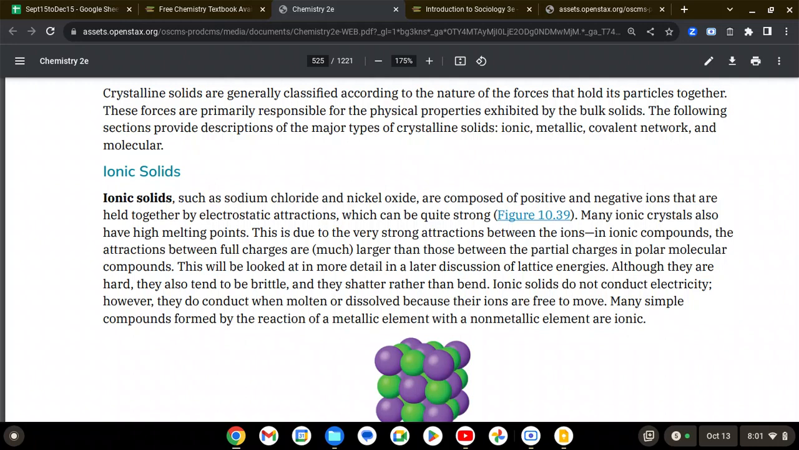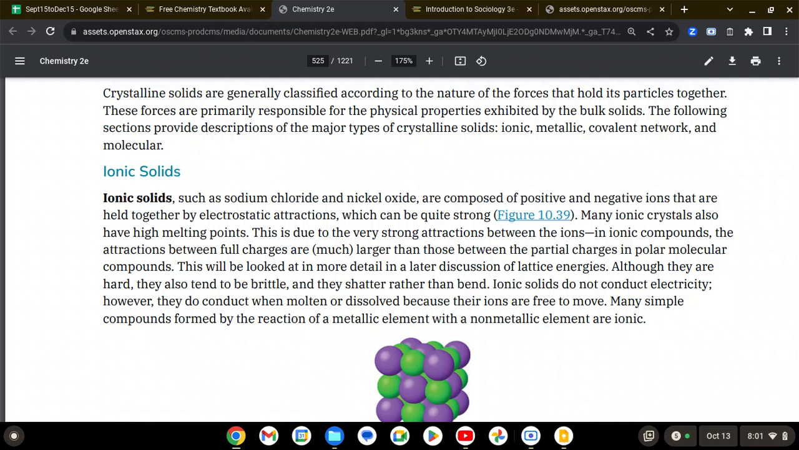Many ionic crystals also have high melting points. This is due to the very strong attractions between the ions. In ionic compounds, the attractions between full charges are much larger than those between the partial charges in polar molecular compounds. This will be looked at in more detail in a later discussion of lattice energies.